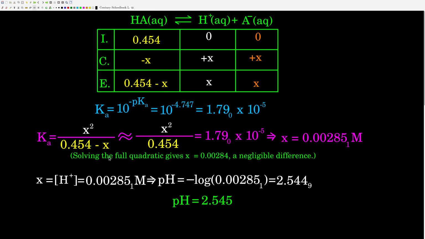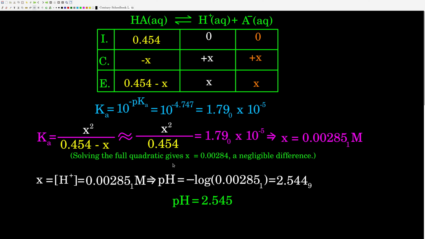And if you do solve the full quadratic, you get x is 0.00284. Much less, it's less than 5% of the initial concentration, much less. And so it's a good approximation.